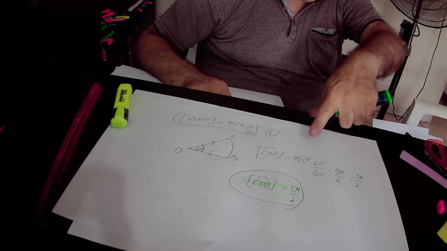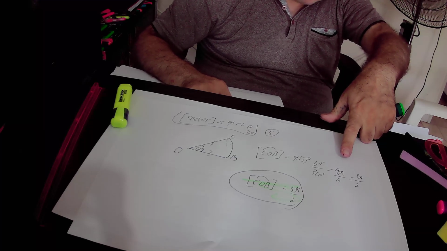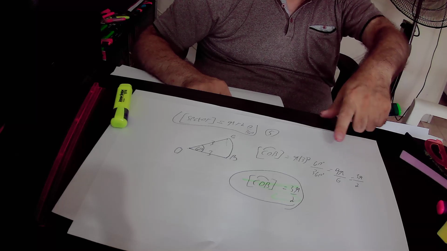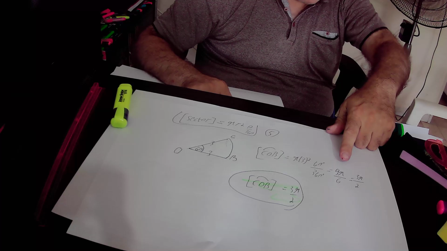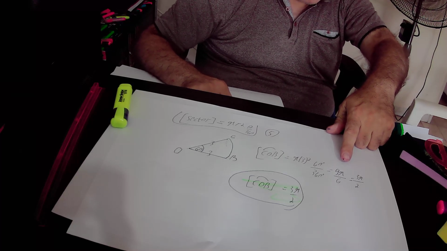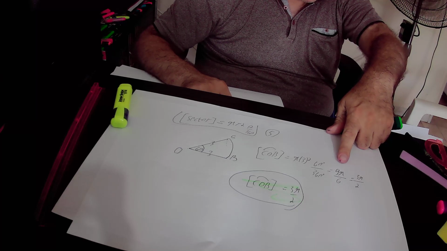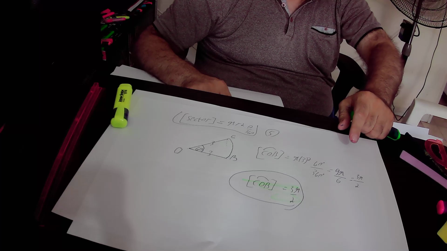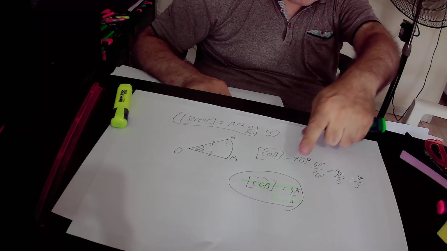3 squared is 9, so in total this expression equals 9 pi. 60 degrees over 360 degrees is 1 over 6. So in total this expression equals 9 pi over 6. We divided both the numerator and the denominator by 3. 9 over 3 is 3, so in the numerator we have 3 pi, and 6 over 3 is 2. So in conclusion, the area of sector COB equals 3 pi over 2 square units.